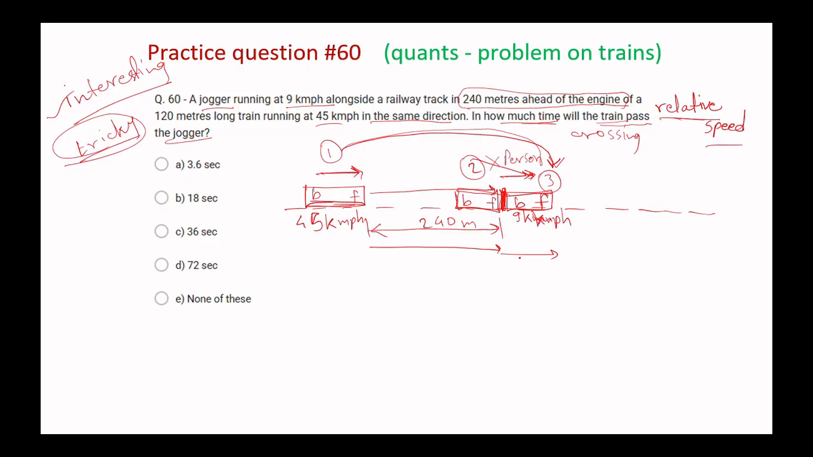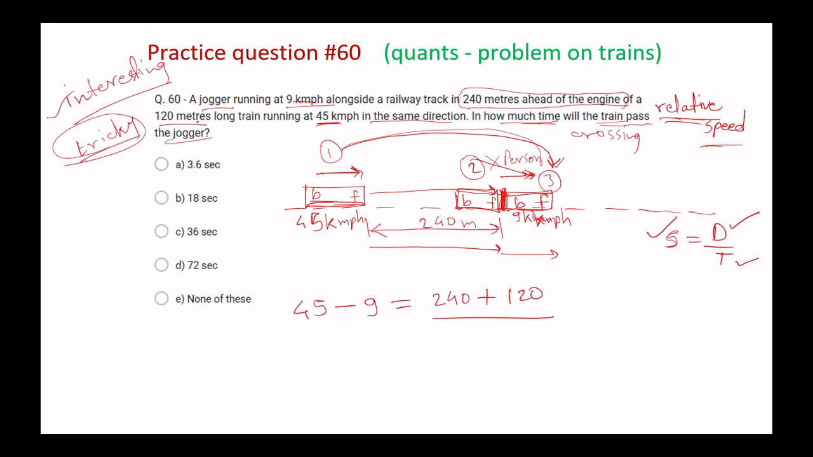Okay, so in this case the formula will be like this. Our logic is speed equals distance upon time. Now what will be the speed here? Since it is the relative speed concept, the speed will be 45 minus 9. The speed of the train 45 minus the speed of the person 9. This will be the relative speed. What about distance? Now the distance covered will be the 240 meters plus the length of the train, which is 120 meters. This will be the distance covered divided by time.